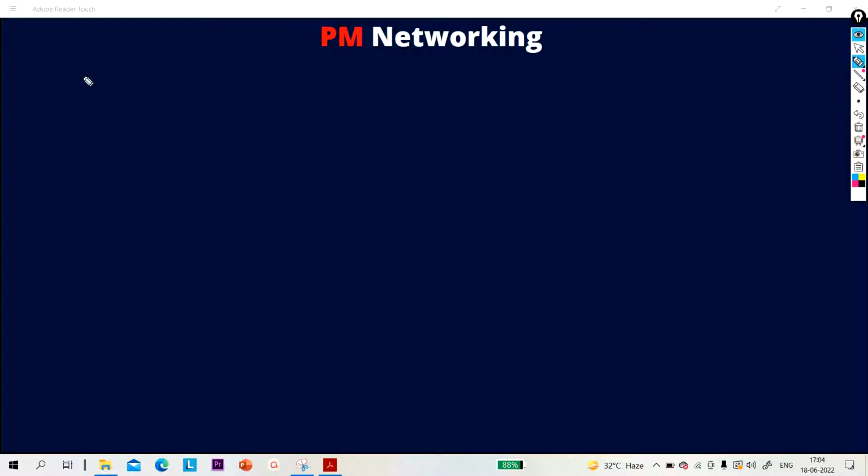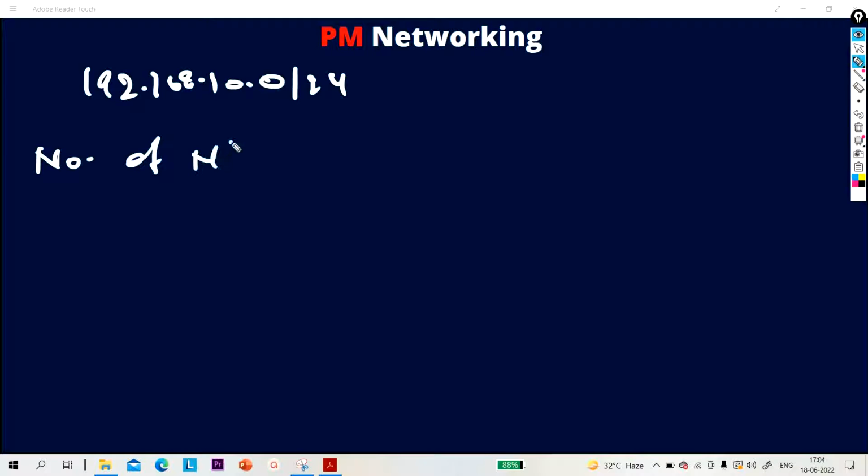Suppose I have one network 192.168.10.0/24 and I want to divide this network into two parts, right? We need to borrow one bit from the host bits, because remember the formula to calculate the number of networks: 2 to the power n, where n is the number of bits borrowed from the host bits, right?